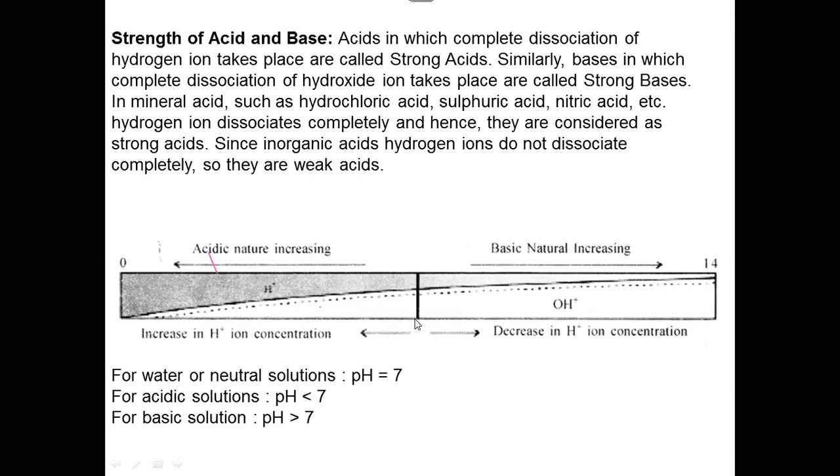So in the acidic part, the H plus ion concentration increases from 7 to 0 pH, and the concentration of H plus ion decreases from 7 to 14 pH. So water or a neutral solution has pH 7 at this point. For an acidic solution, pH is less than 7, that is, between 0 to 7 in this range. And a basic solution has pH greater than 7, that is, in the range 7 to 14.